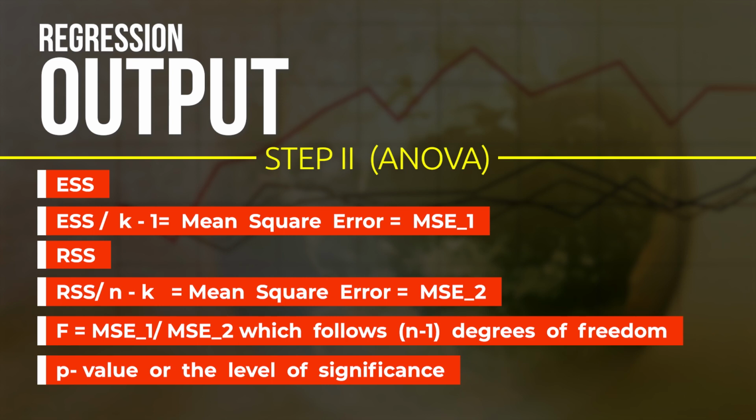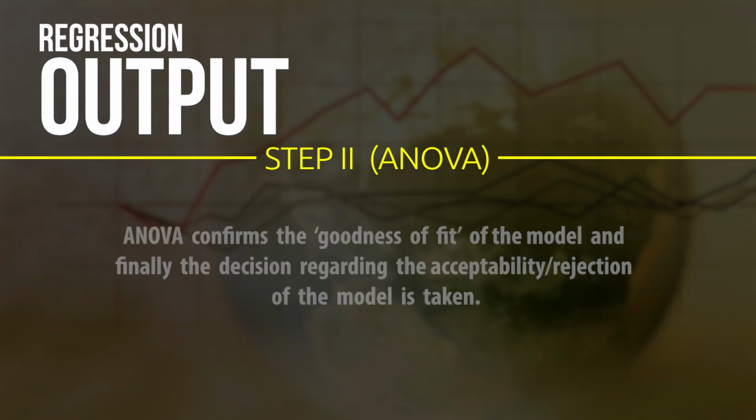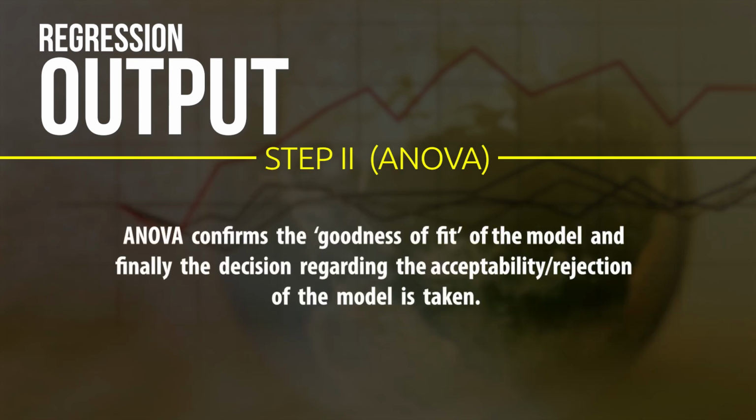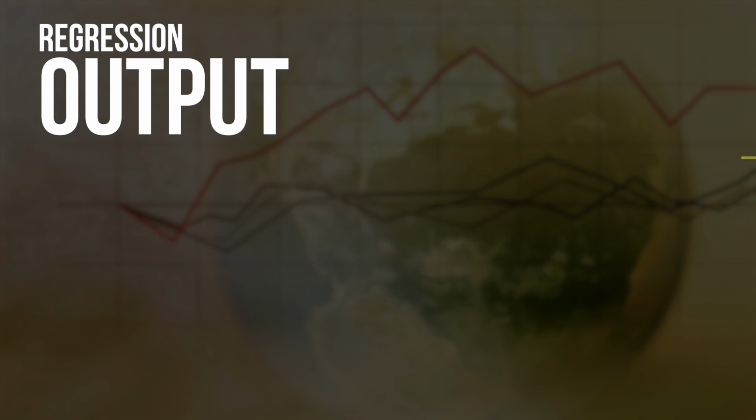If we take the ratio of these two, we get the F statistic, which is already reported under our overall significance. And for confirmation, we need to report that the F statistic has n minus 1 degrees of freedom. Because if we add up k minus 1 plus n minus k, the minus k and plus k cancel out, and we end up with n minus 1 degrees of freedom. So what is the objective of this ANOVA? ANOVA, or analysis of variance, confirms the goodness of fit of the model, and finally we take the decision whether the model is acceptable or rejected.